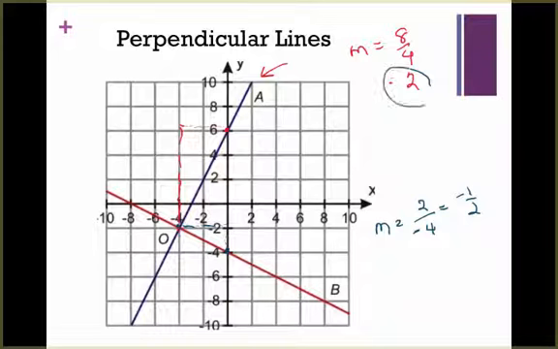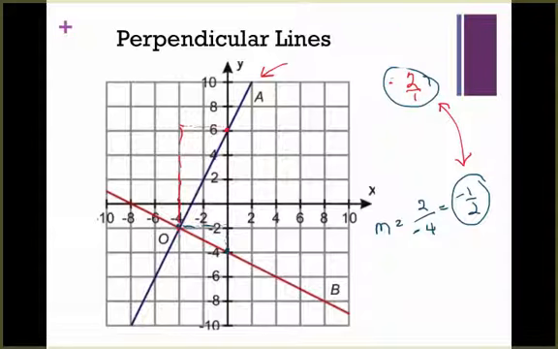Now, if I look at the two slopes, there is a relationship between those. Notice that if I rewrite the slope of my first line as 2 over 1, the first thing I would notice is that those two slopes are reciprocals of each other. Then I also notice that they have opposite signs, and that's the relationship between perpendicular lines and their slopes. When you have lines that are perpendicular, they have slopes that are opposite reciprocals of each other.